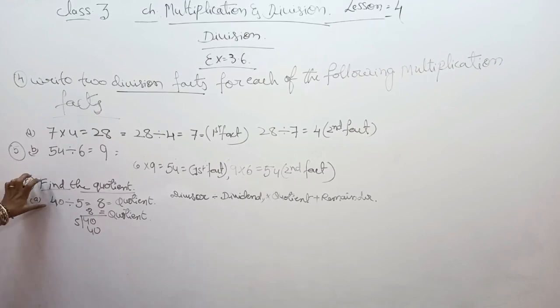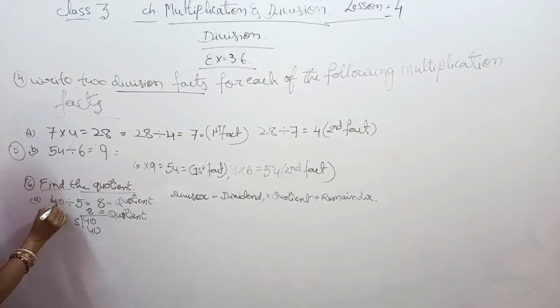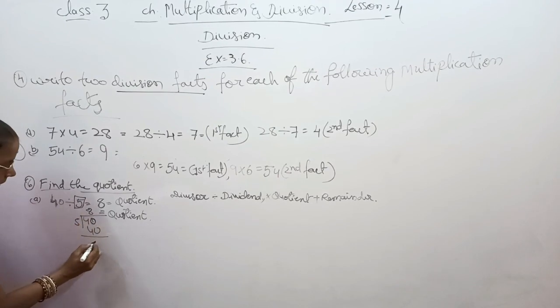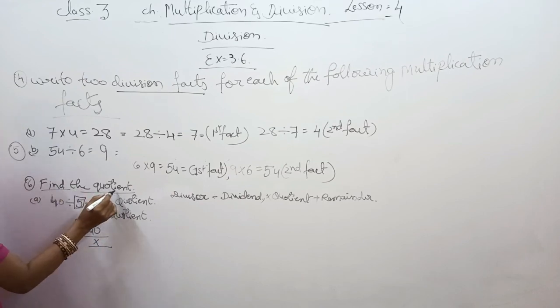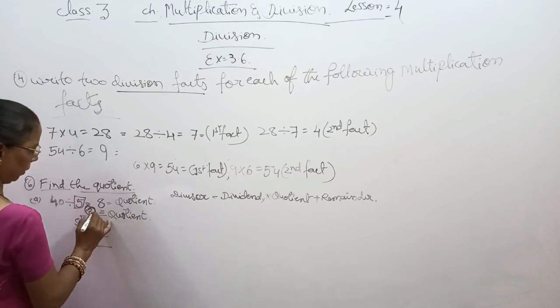So here we can see 40 is divided by 5. To divide 40 we have to go to the table of 5. That is 5 1s are 5, 5 2s are 10. Like this we go up to 8. There we get 40. Now we subtract it and it is 0. Because the question says find the quotient, we have to mention the quotient in the answer.